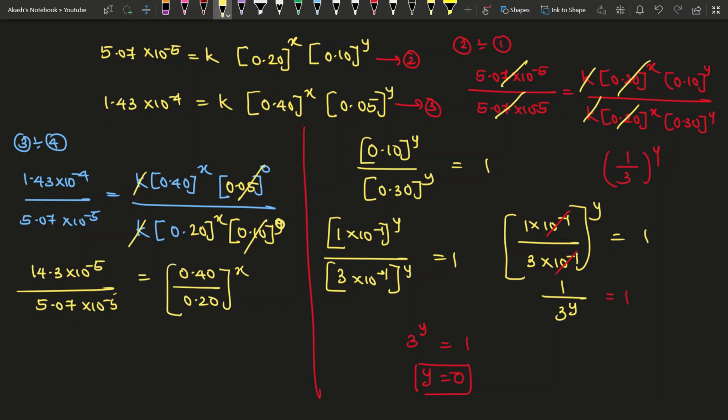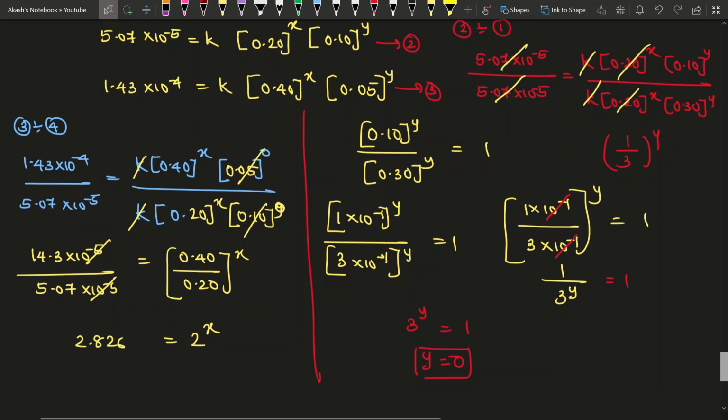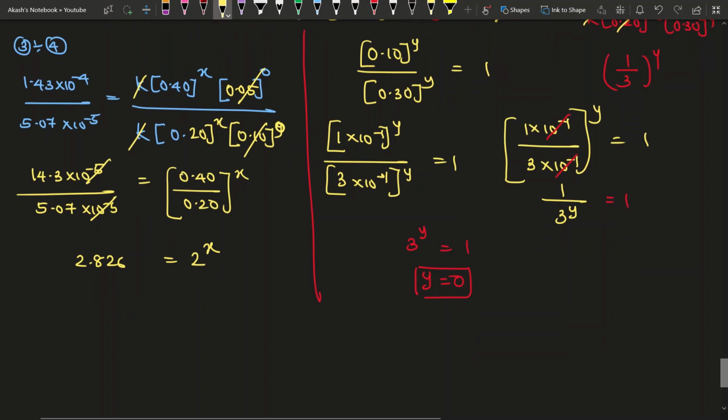You can very clearly understand that the numerator is 2 times that of the denominator. Correct? So we can write it as 2 raised to x. 10 raised to minus 5 cancels. 14.3 divided by 5.07 is equal to 2.826. That you can calculate. So if 2 raised to x is equal to 2.826, how can you get the value? If the variable is coming as the power, the best way to approach is to take the logarithm.